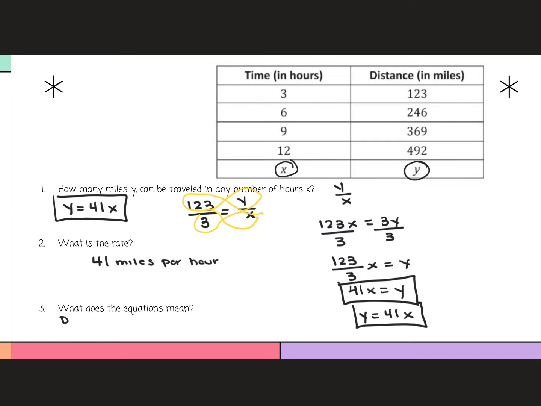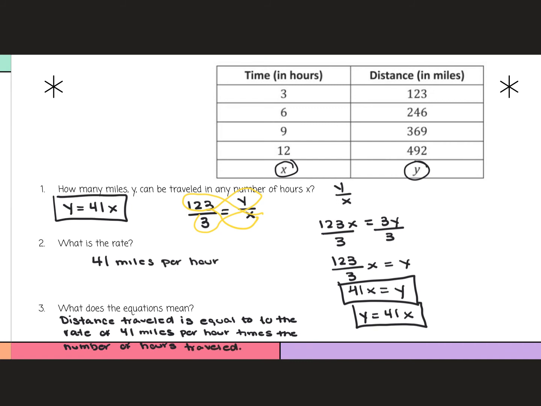So the distance traveled is equal to the rate of 41 miles per hour times the number of hours traveled. All right.